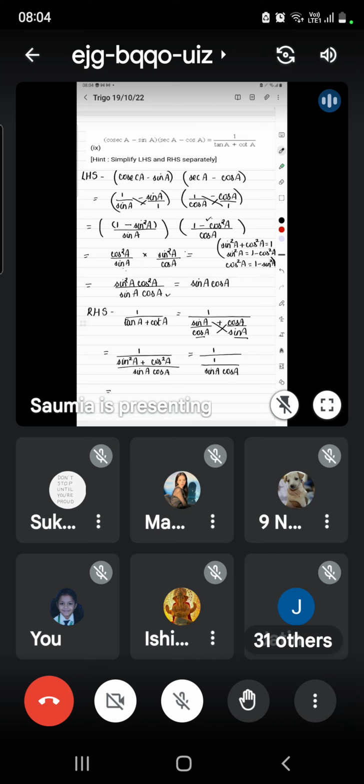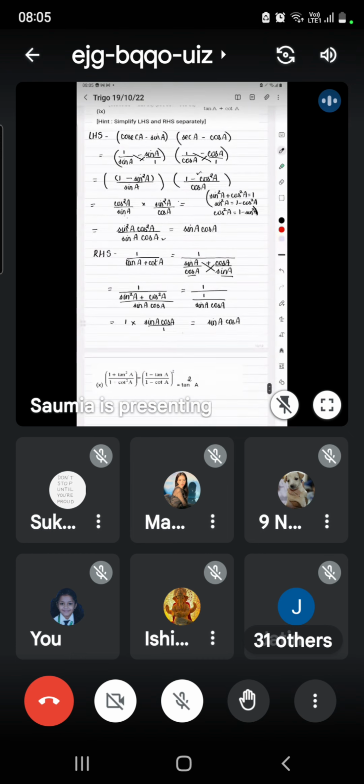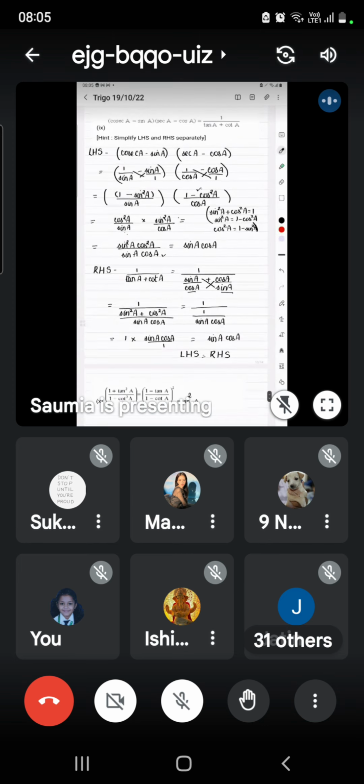Now, what do I have? 1 is the numerator and at the bottom I have a fraction. So, the bottom fraction always gets reversed, correct? So, what do I get? I get only sin A cos A. Now, are the LHS and the RHS equal? Yeah. Got it?